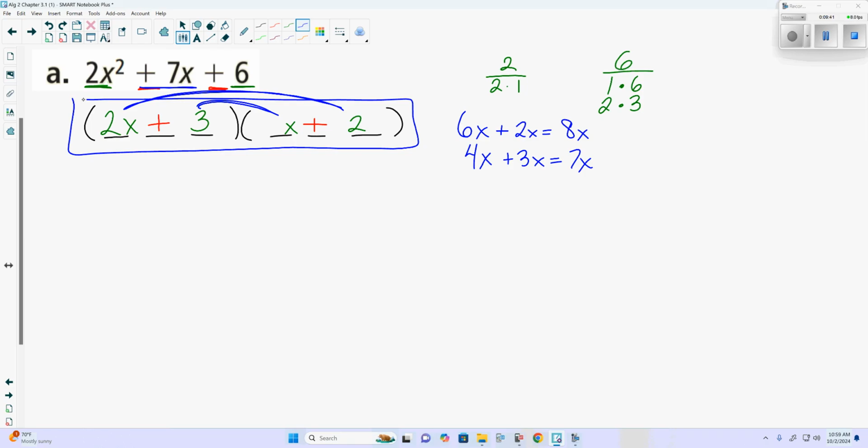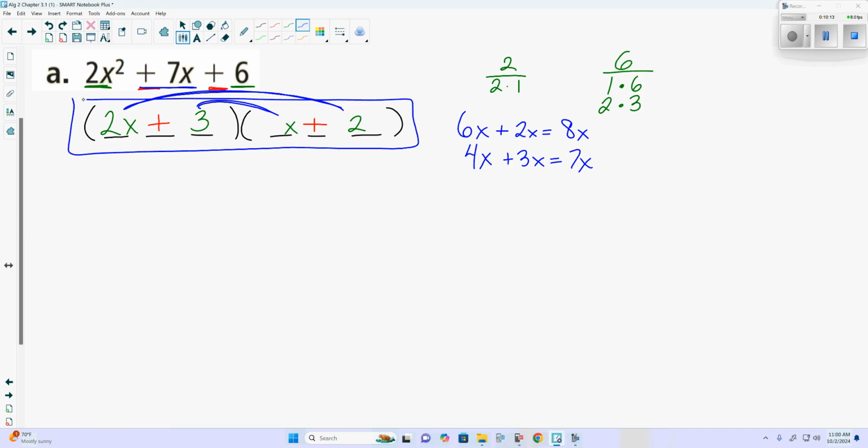Questions on this here? Are you ready for the next one? On what part? Okay? Did it make sense to find the signs? Or how we found the signs?